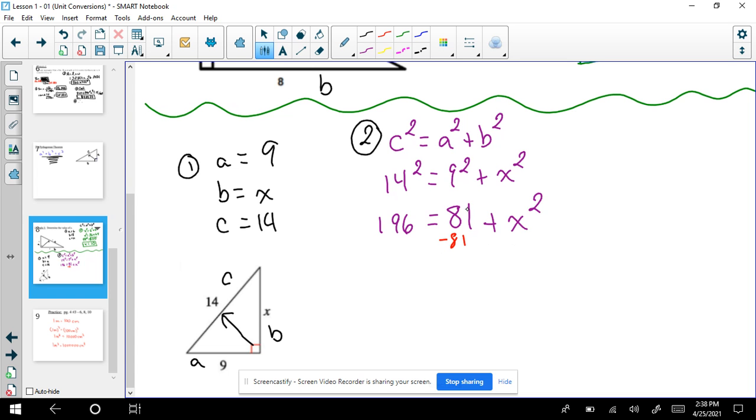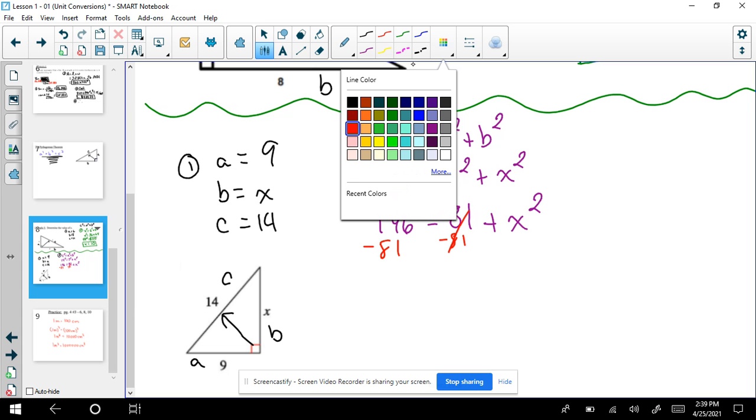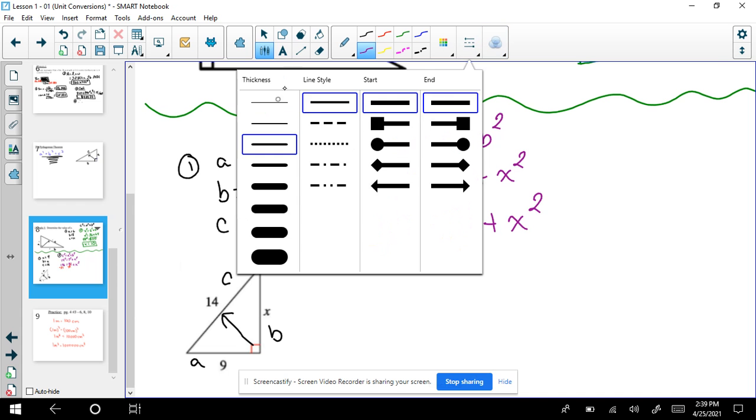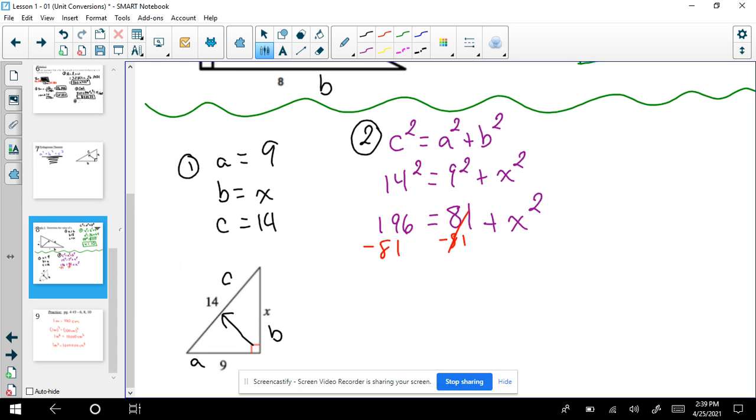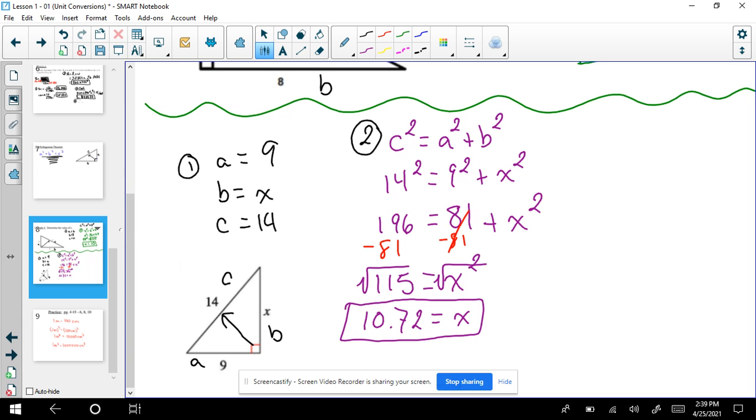And whatever I do to my right side, I now have to do to my left. So then I would go minus 81 on this side, right? So these two cross out. Then I'm going to do 196 minus 81, which is going to give me 115 equals x squared. And now I'm going to do the same thing I did up there. To get rid of my squared, I have to square root both sides. So then 115 square rooted is going to give me 10.72 equals x. And that is going to be the length of B.